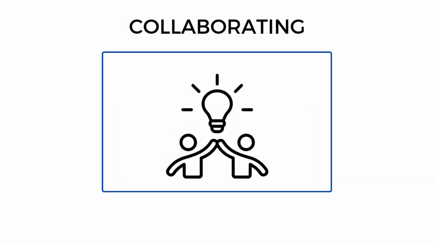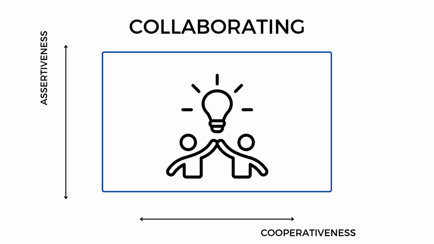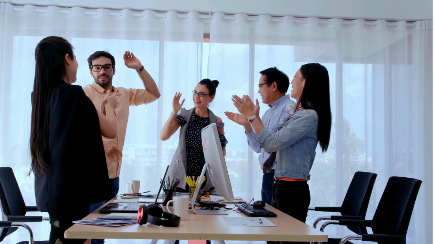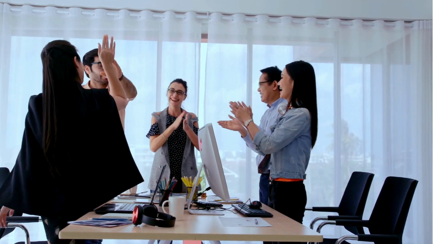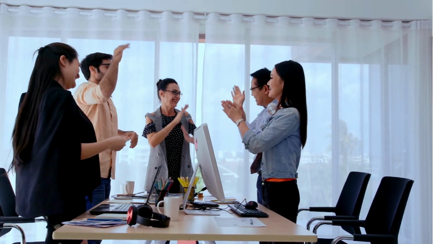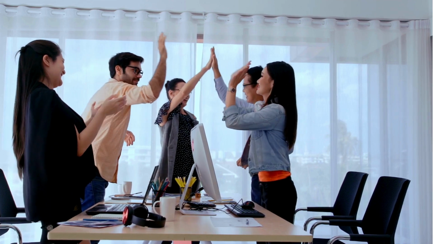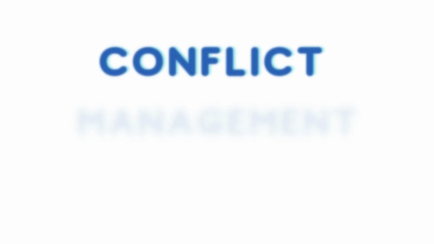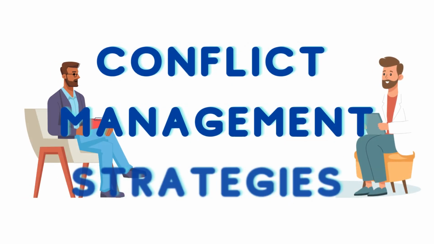Collaborating. In examples of collaboration, your goal and the relationship are equally important, motivating both you and the other party to work together to find an outcome that meets all needs. Collaboration is ideal for most school conflicts. Goals are important, but so is maintaining a positive relationship with friends. These were the 5 conflict management strategies.